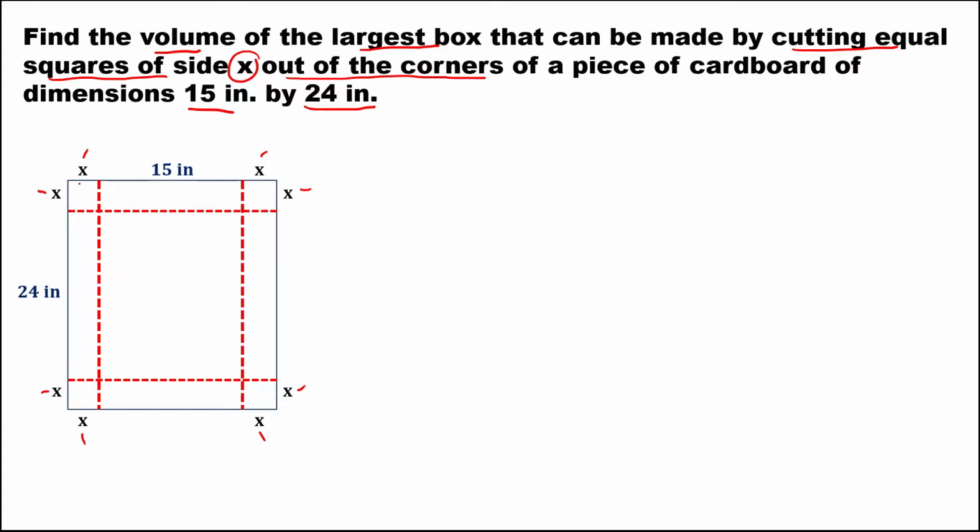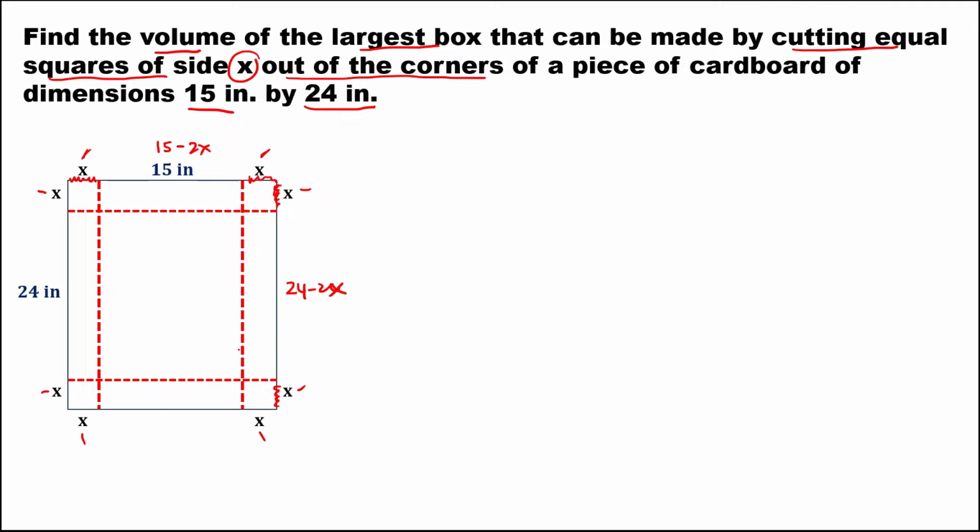So observe that if we cut this side and cut this side, this becomes 15 minus 2x because we cut these two sides. Then if we cut this side and cut this side, this becomes 24 minus 2x because we also cut two sides.